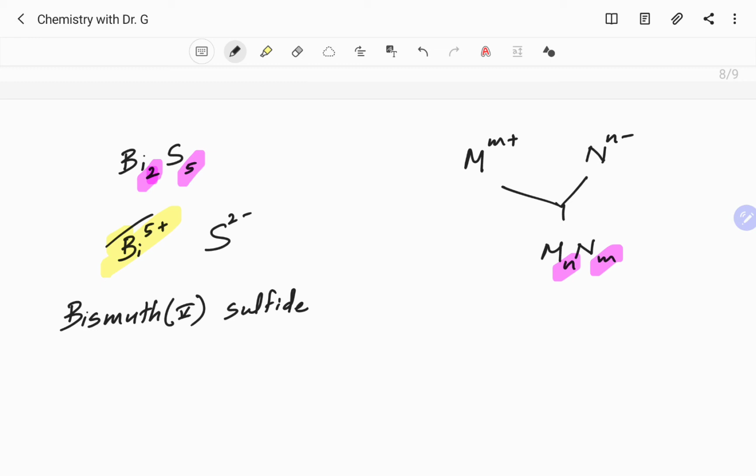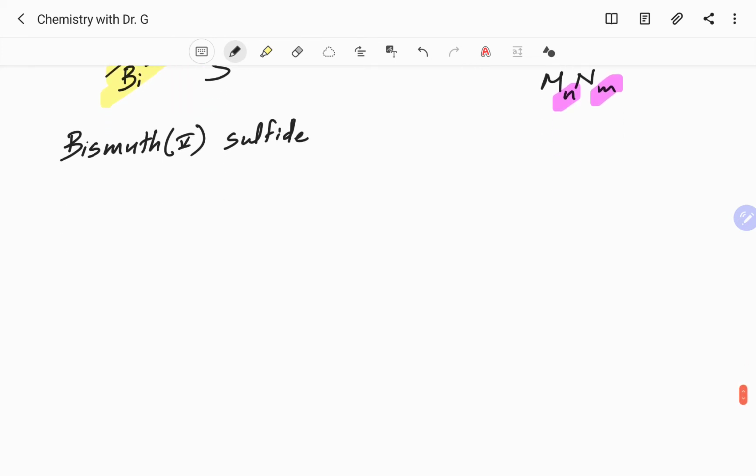But this reverse swapping could be a little bit tricky, especially if you have a compound like this. Let's say PbO. Here is an example. See if you could calculate the charge for lead. I will give you a second.